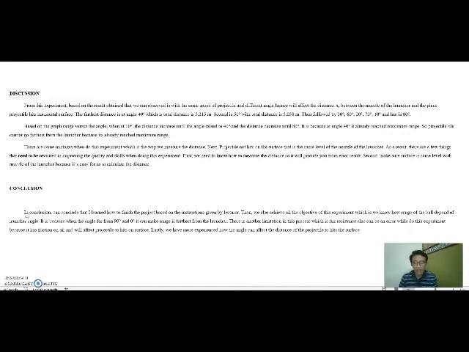In conclusion, I learned how to finish the project based on the instructions given by the lecturer. We also achieved all the objectives of this experiment, which is that we know how the range of the ball depends on the launcher angle. It is because when the angle is far from 90 degrees and 0 degrees, it can make the range farthest from the launcher.